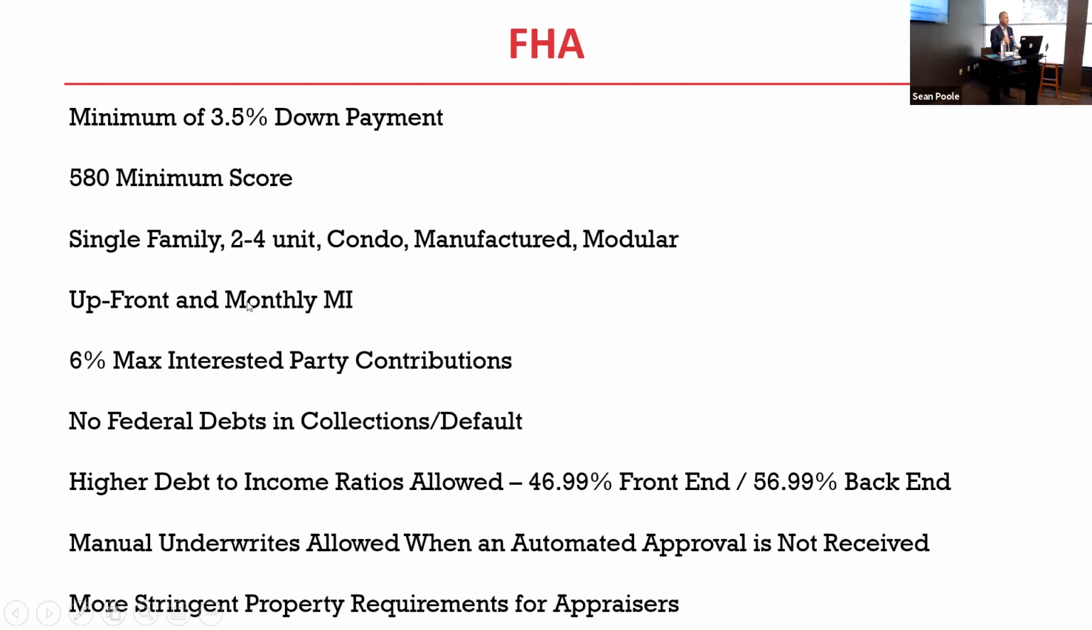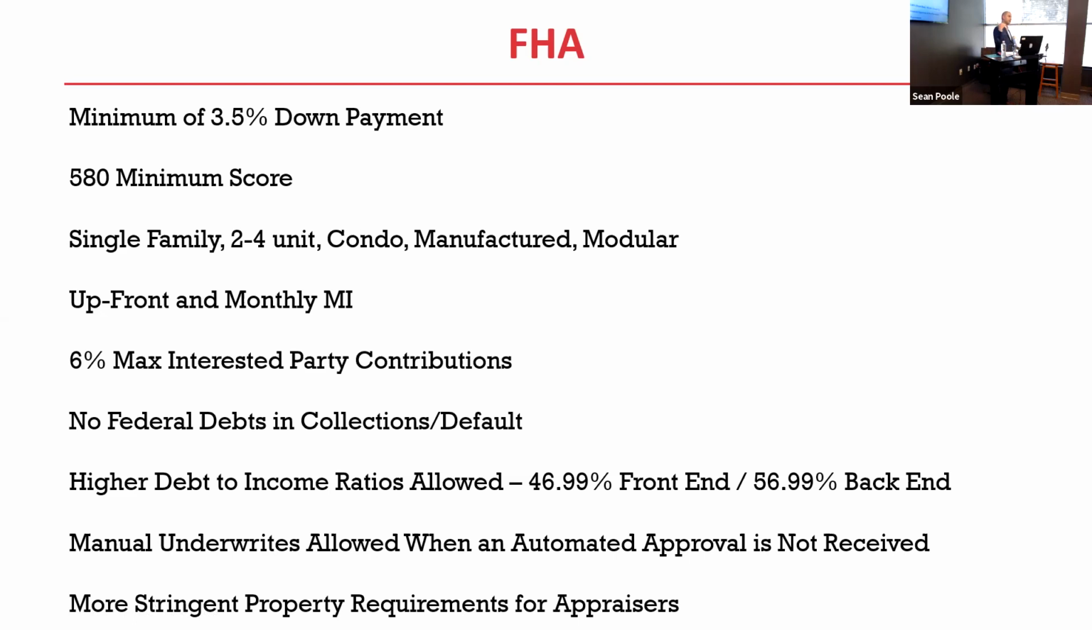Penny? Yes. So the manual underwrite, are you saying that you can override the decline of the automated? You can, yeah. As long as you fit into the debt to income ratios, and you don't have bad credit for the last year, and you have some good compensating factors. Let's say you have some savings saved up, or there are different compensating factors that they look at. We can do a manual underwrite if the system doesn't give the approval.